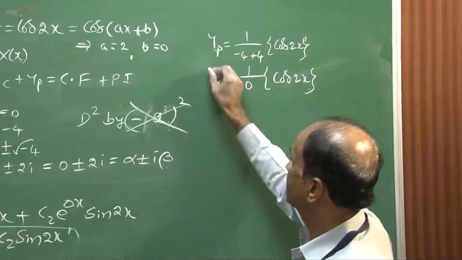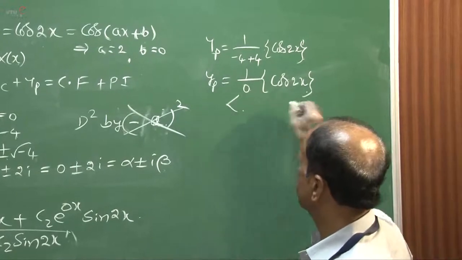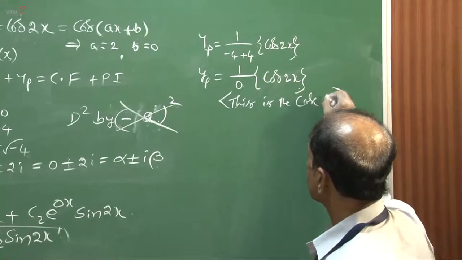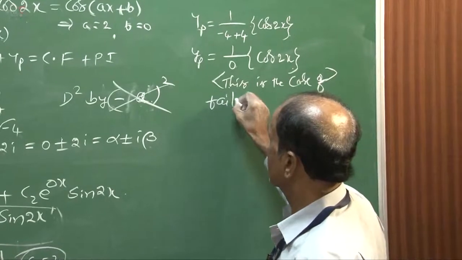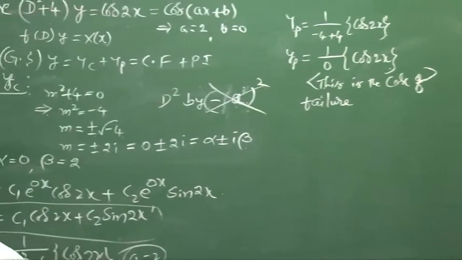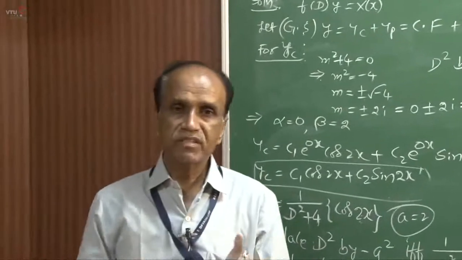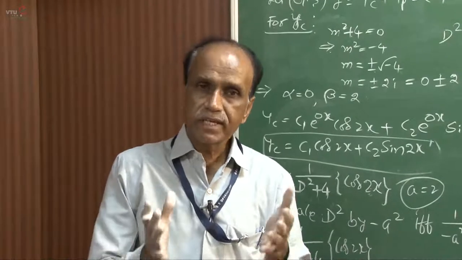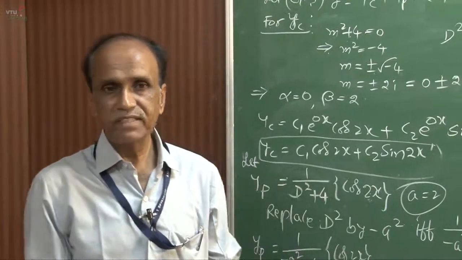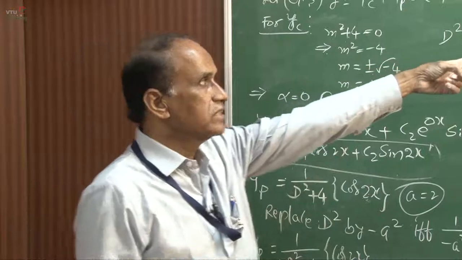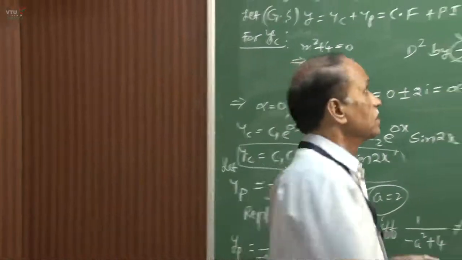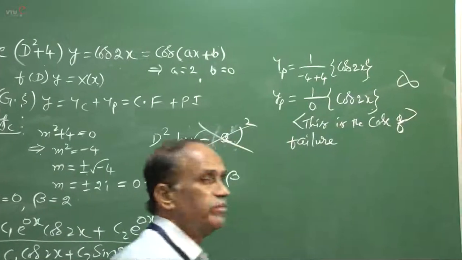That means 100% this is a case of failure. Why is it the case of failure? Because whenever on replacement the functional value becomes 0, we claim that it is a case of failure. Can you understand why we should write it is the case of failure? Because 1 by 0 means infinity.